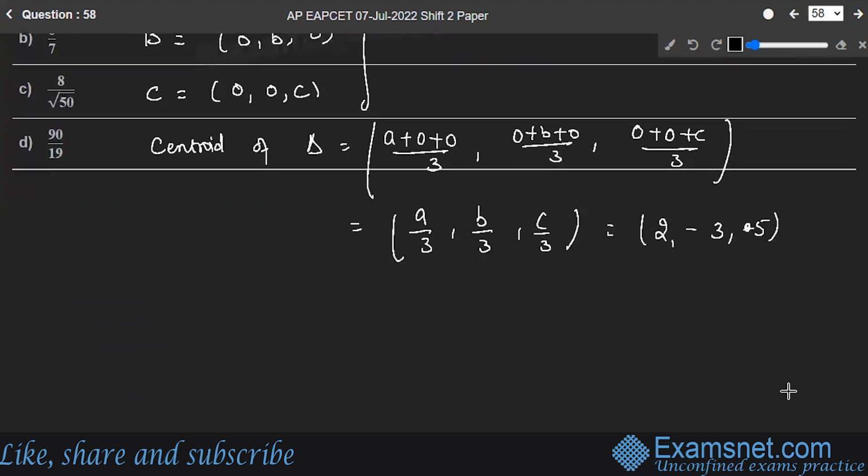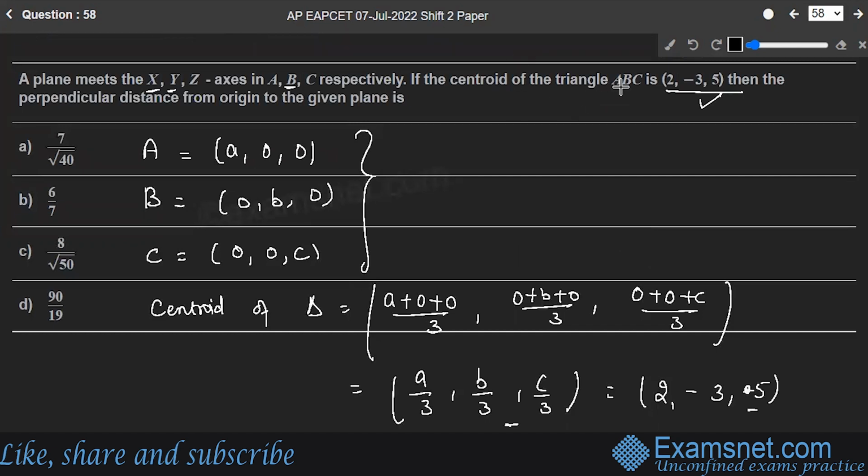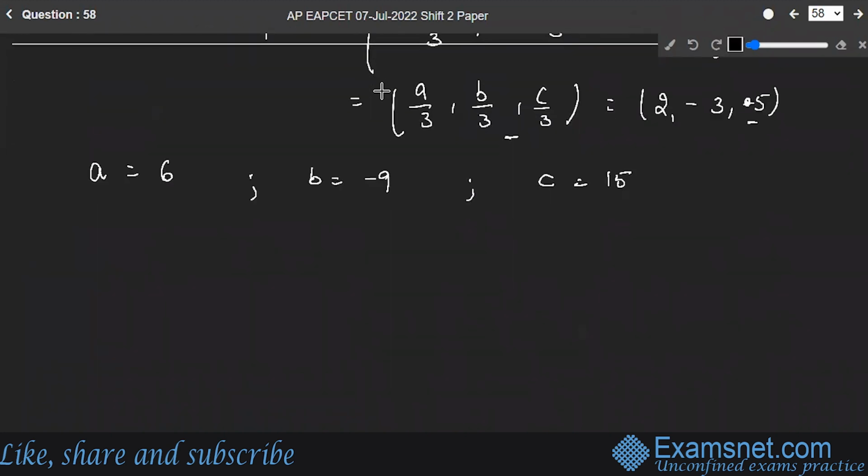Right? So from here I can get the value of A. A by 3 is equal to 2, so A will be 6. B by 3 is equal to minus 3, so B will be equal to minus 9. C by 3 is equal to 5, so C will be equal to 15. Right. So next, we need the perpendicular distance from the origin to the given plane. Let's make the plane first of all. From here, the plane is given by x upon 6 minus y upon 9 plus z upon 15 is equal to 1.